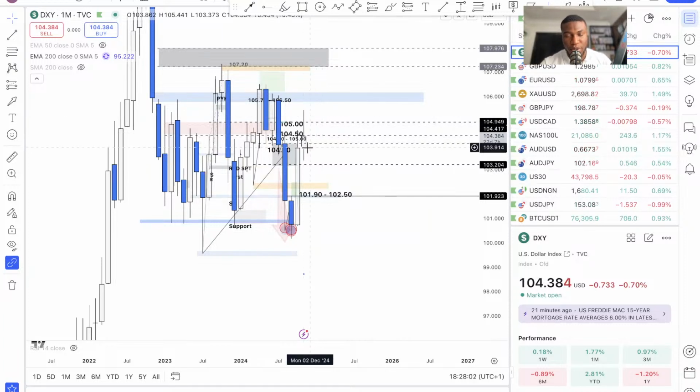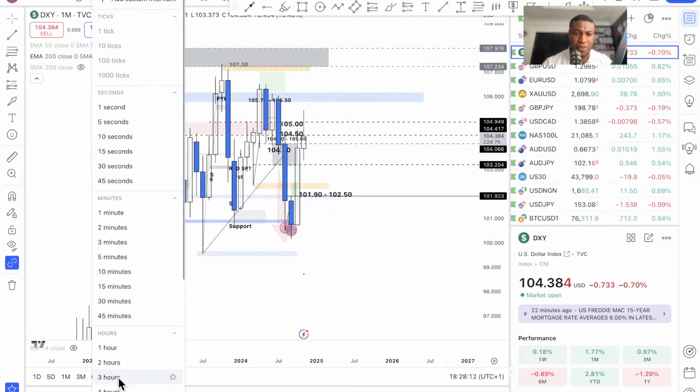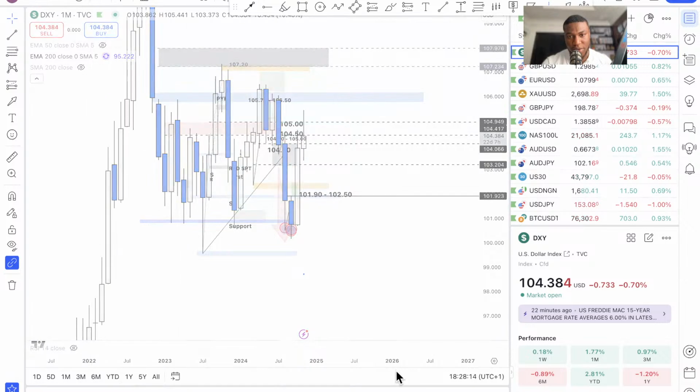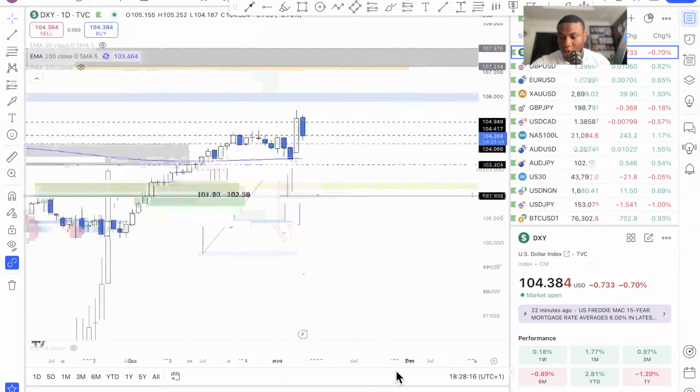This month we were still bullish because obviously we're trading above the opening price, and also we're trading around the highs of this previous monthly bullish candlestick. So we're still bullish in November. I'm going to go to the lower time frame for more details.